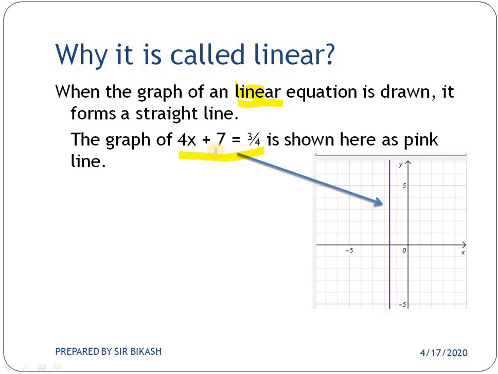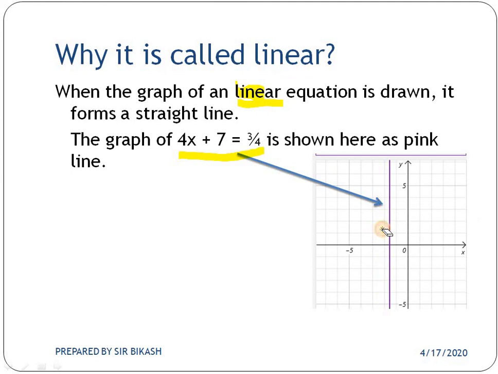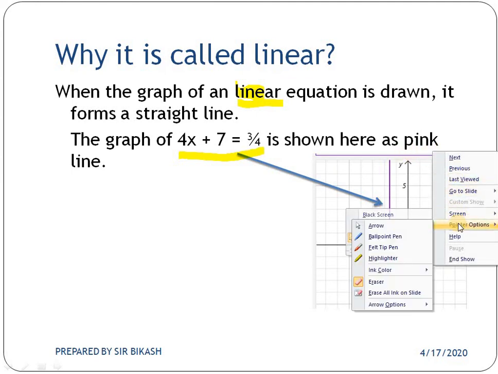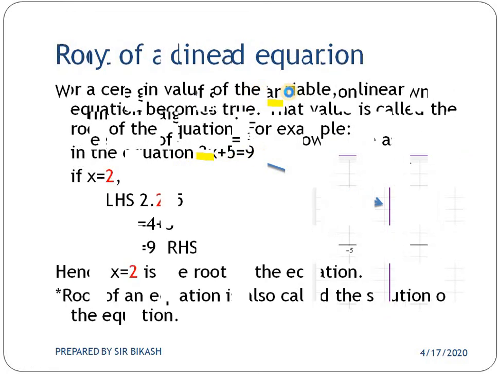But in here, say this is a linear equation, x plus 7 equals 3 by 4. If you draw the graph of this linear equation, you will have this straight line. You can see here this straight line, the pink line. So that's why, since it's a line, we call it a linear equation in one variable.